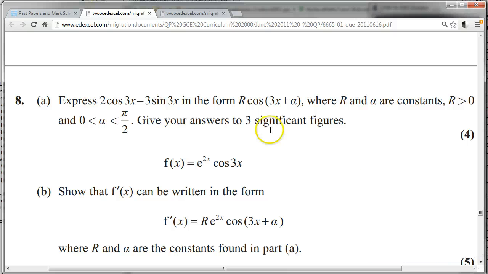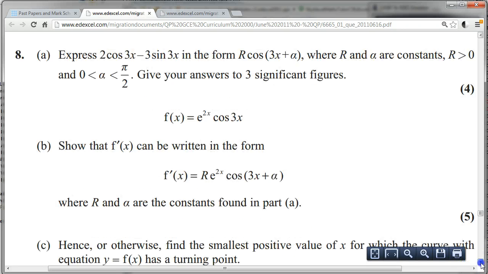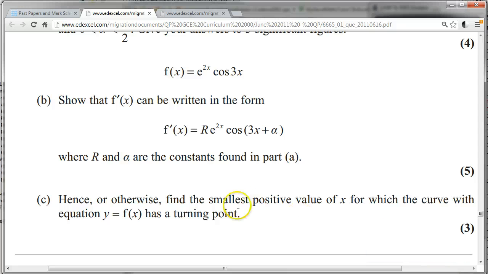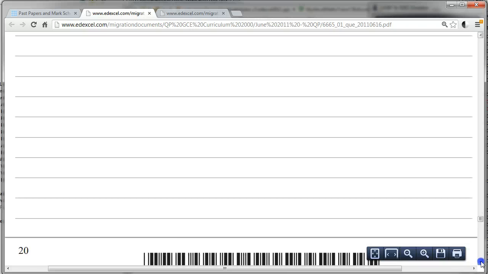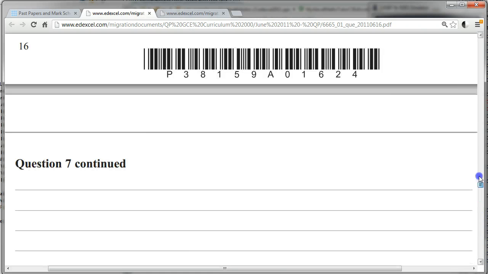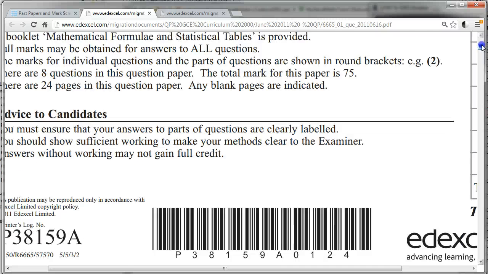So, double angle, this should be okay. F dash can be written in this form. Find R and alpha. Yeah, that's standard. Yeah, turning points, so differentiation is involved here. So I think this, by and large, all in all, this is a hard question, actually. All of these questions are fairly hard. There was one not too bad question.